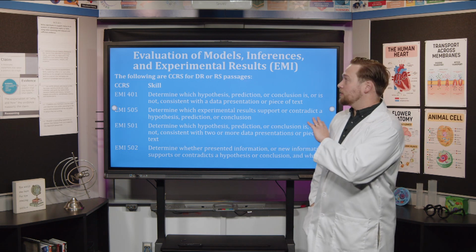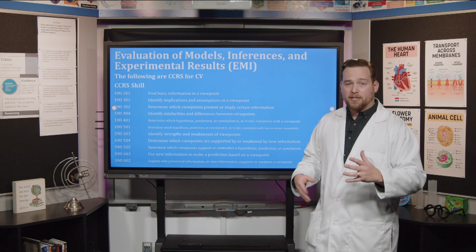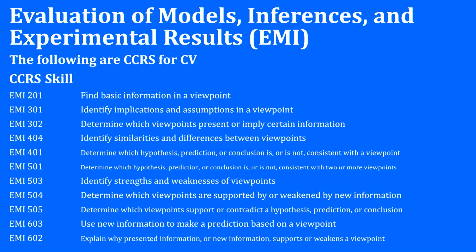All right, so let's look at the EMIs for the conflicting viewpoints. These are a little bit different because the conflicting viewpoint is having you do something different than the data representation, and the research summary, the skills are a little bit different too. All right, so let's read EMI 201. This says, find basic information in a viewpoint. That's very easy to do.